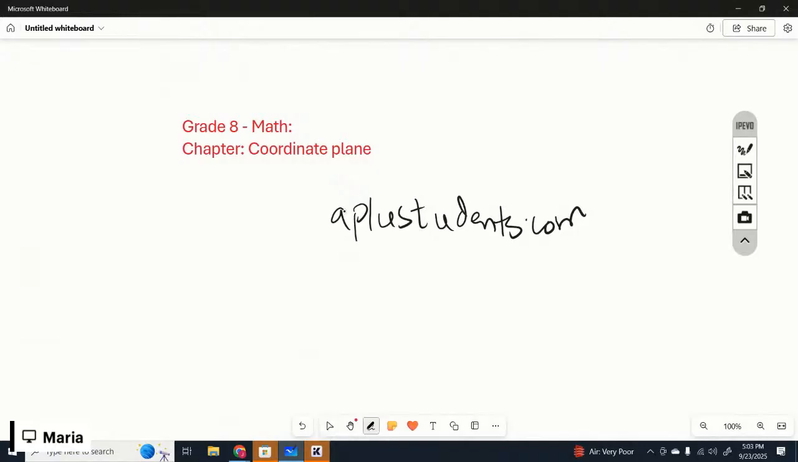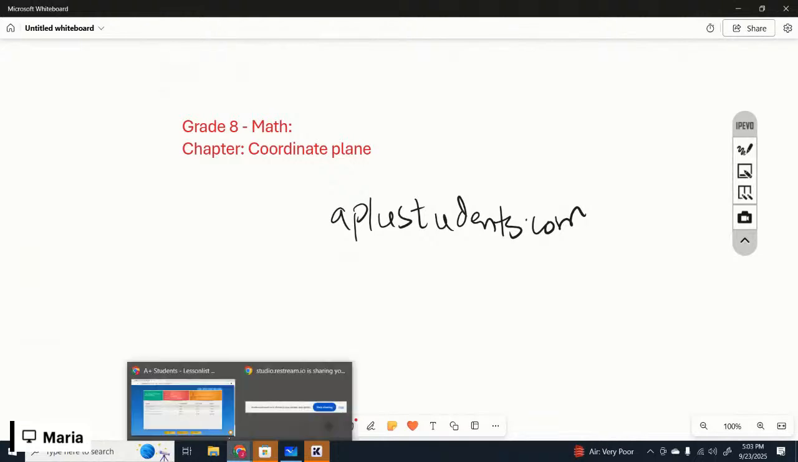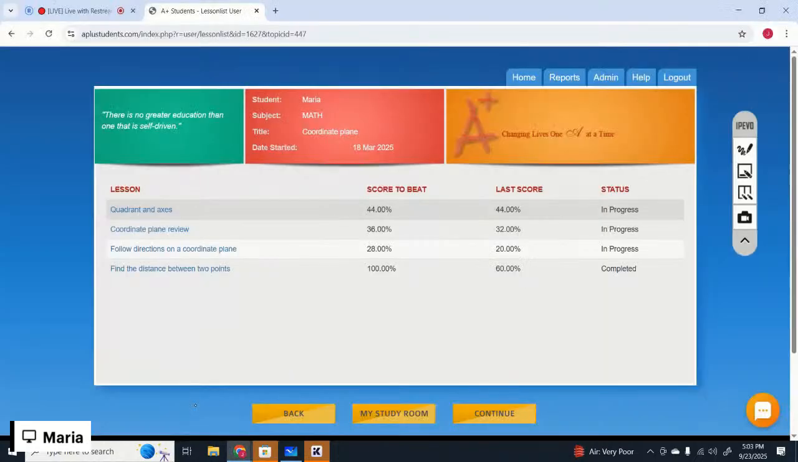There you can find the list of the chapters. We're going to start with the chapter coordinate. So please make sure you have your notebook and pencil so that you can note down the important points as well. Here in grade 8 math, the chapter we're on right now is coordinate plane.